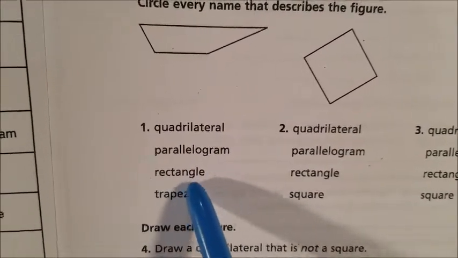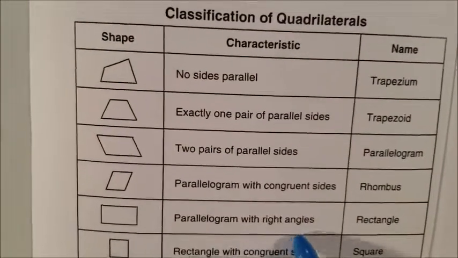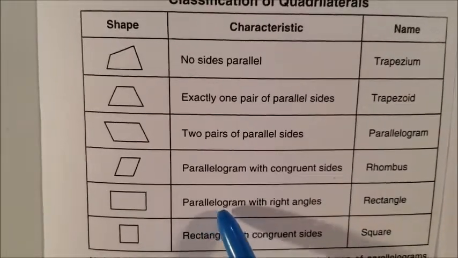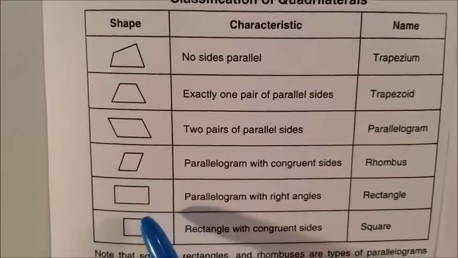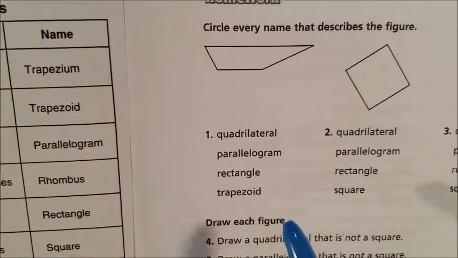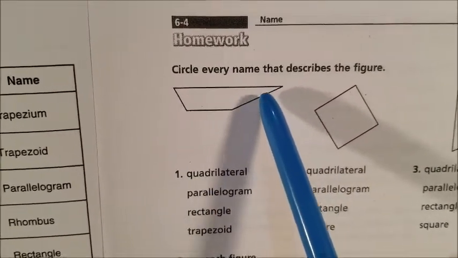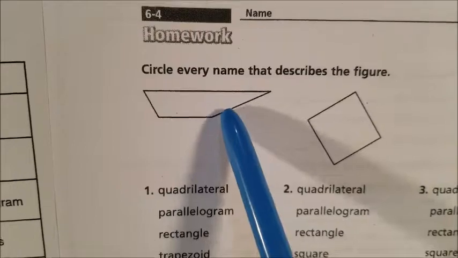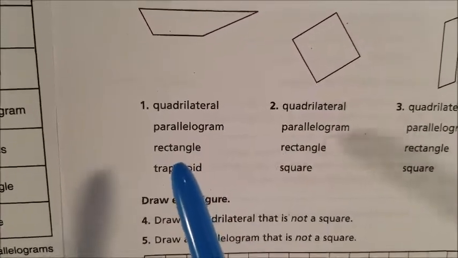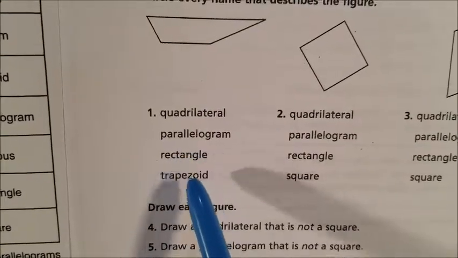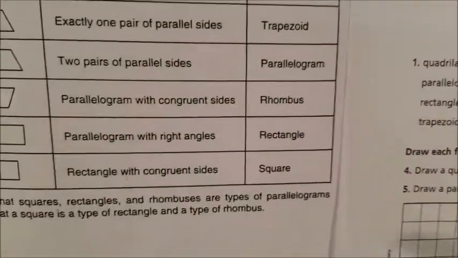So rectangle, I'm thinking you know that one already, but let's take a look at our chart. Rectangle, parallelogram with right angles. We get back over here, rectangle. No, we know that these are not right angles, or square corners. So we can't circle this one. And then a trapezoid. Oh, that's a tough one. That's probably a new word for you guys this year.